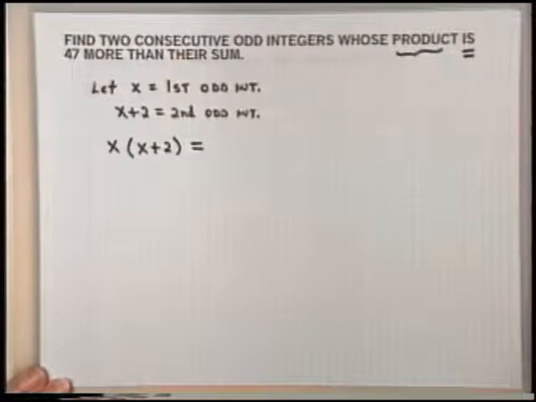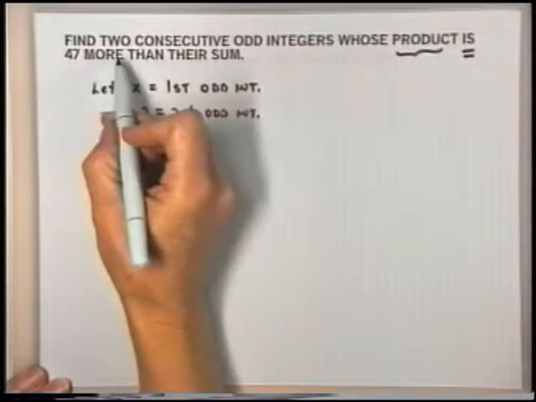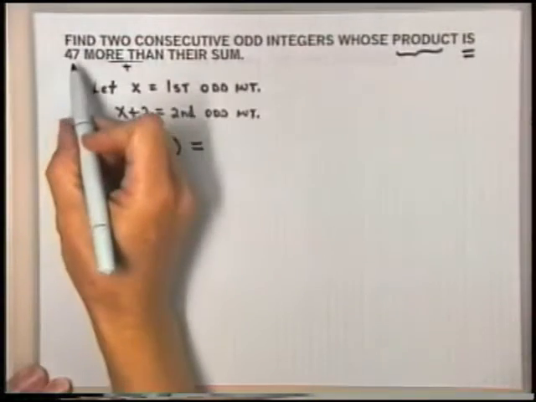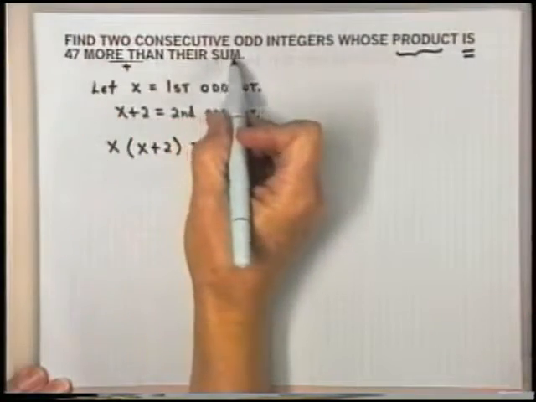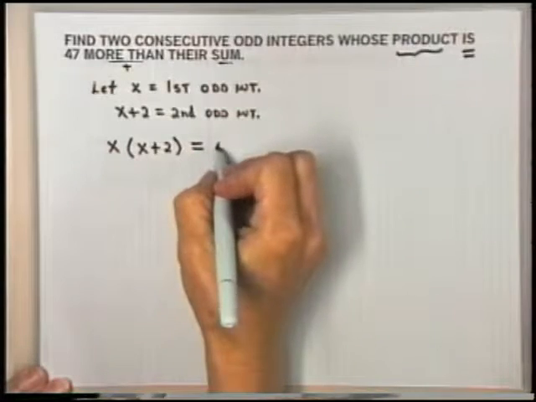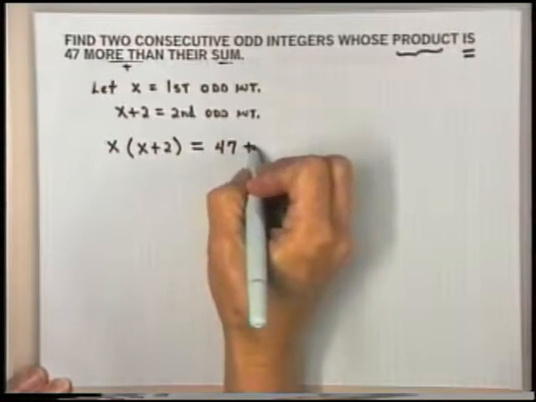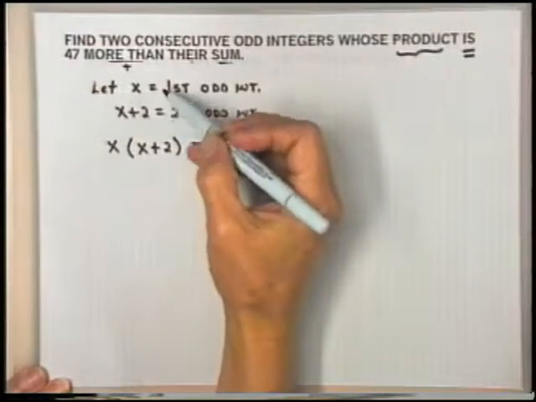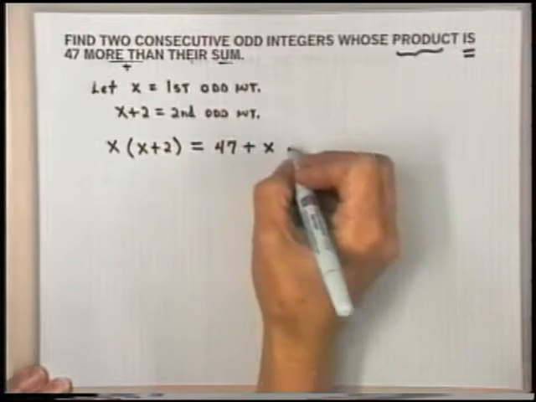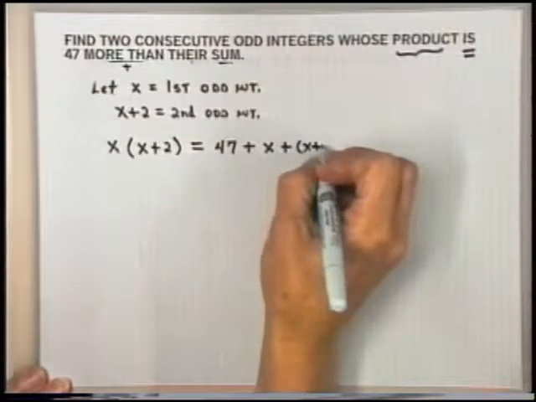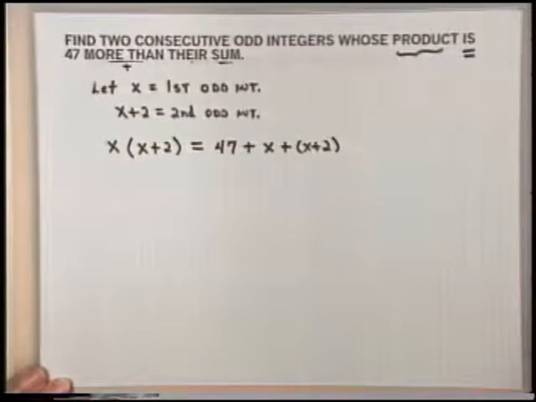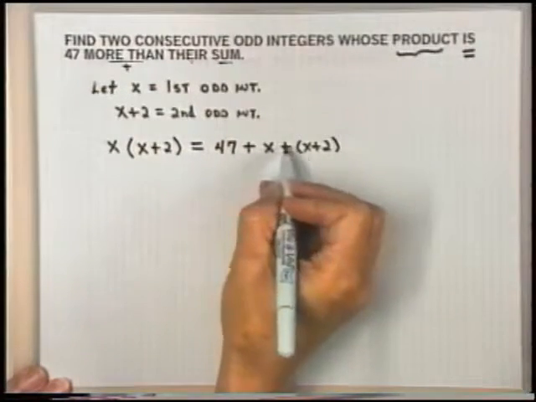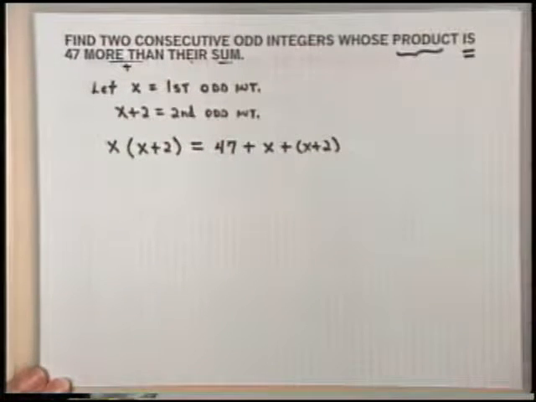Now let's look back at the problem to see what this is equal to. 47 more than. The words more than indicate add. So we're going to add 47 to their sum. Okay, well let's write 47 plus, and it's talking about their sum, meaning the sum of these two odd integers. So I need x plus the second odd integer, x plus 2. We have the product is 47 more than the sum of our two odd integers.